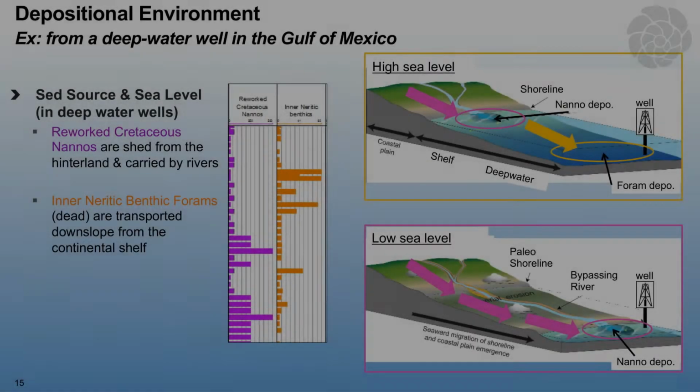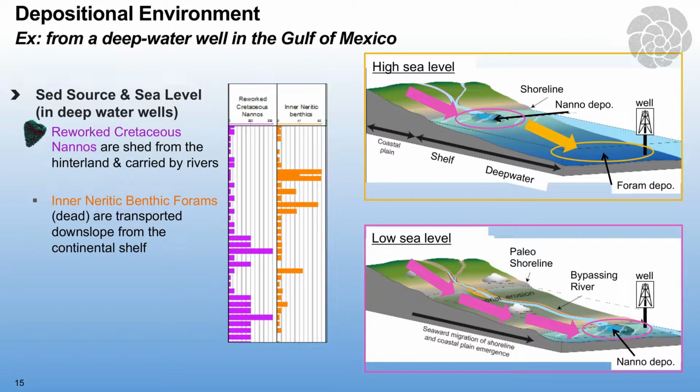Another thing we were able to apply was comparing reworked Cretaceous nannofossils to inner neritic benthic forams. Again, this works in the deep water because neither of these should show up in a deep water well. Neither of these would be living there. So how did they get there once they were dead? Reworked Cretaceous nannos are being shed by the rivers from the hinterland and carried into the ocean, and inner neritic benthic forams are being shed from the shelf, from the very shallow waters.